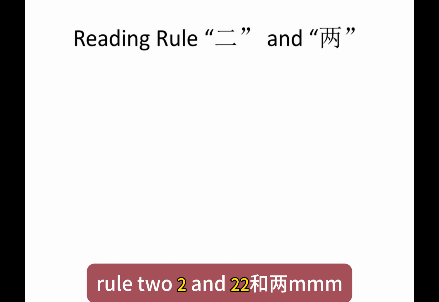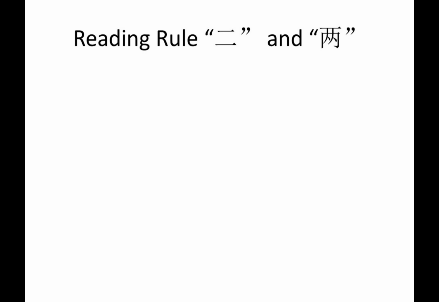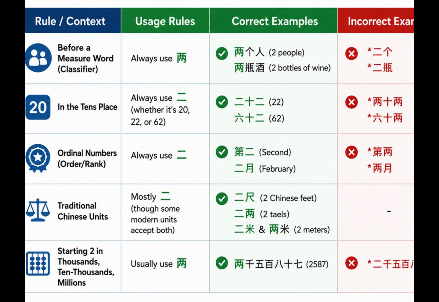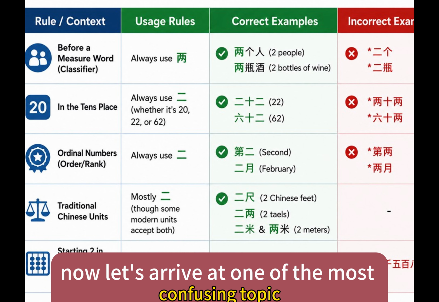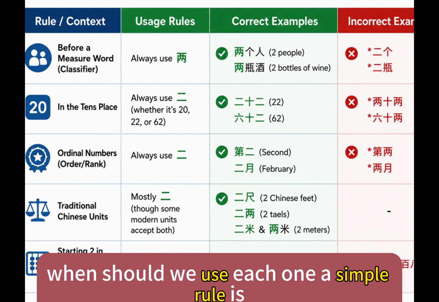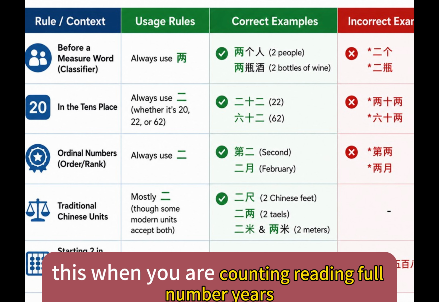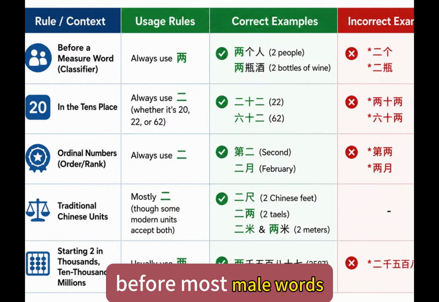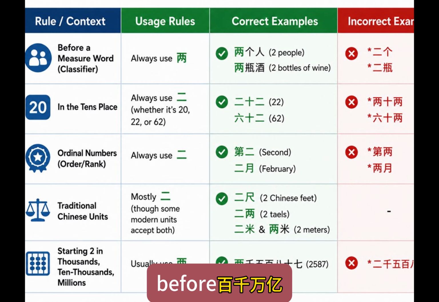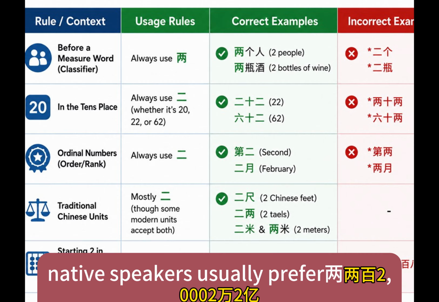Rule 2. 二 and 两. 二和两. I know you heard it a long time ago. Now let's arrive at one of the most confusing topics. When should we use each one? A simple rule is this: when you are counting, reading a full number, years, or doing math, use 二: 一, 二, 三. However, before most major words, before 百千万亿, native speakers usually prefer 两: 两百, 两千, 两万, 两亿.